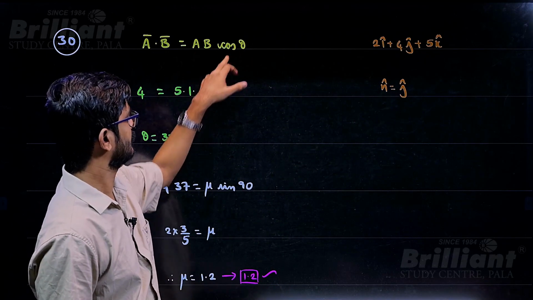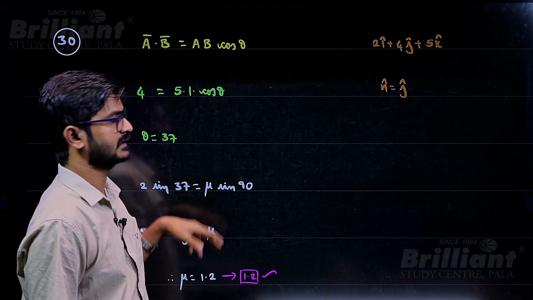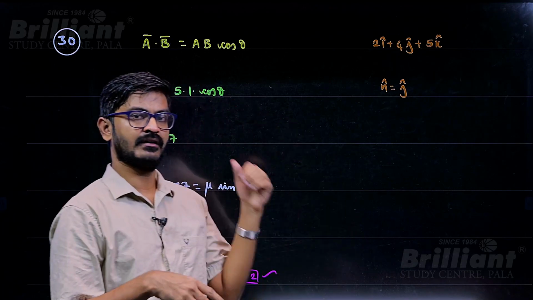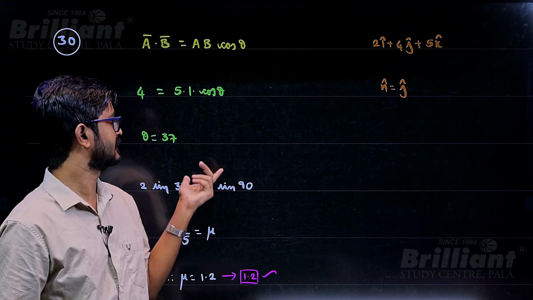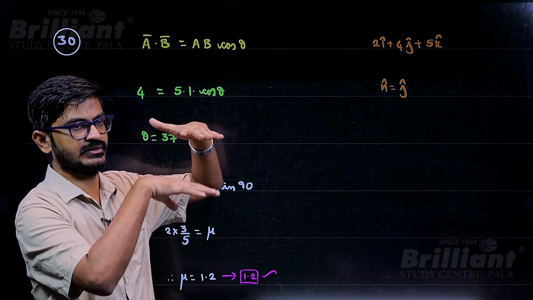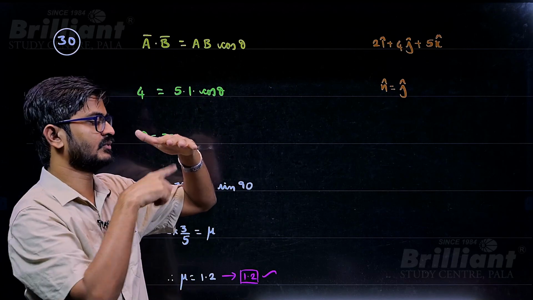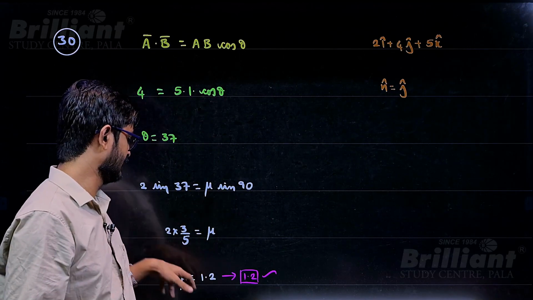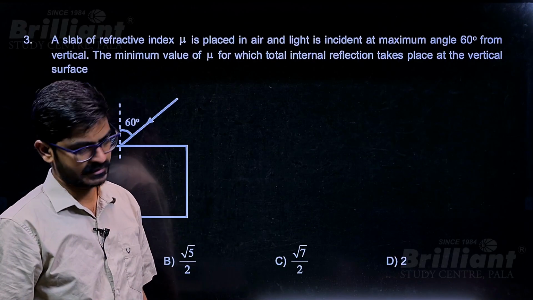And B is 1 cos theta. So from here we will be getting cos theta is 37. So basically angle of incidence is 37, and angle of refraction is 90 degrees, right? So 2 sin 37. They have given this refractive index is 2. They are asking what is the other refractive index. 2 sin 37 equals mu sin 90. So mu will be 1.2. Going to the next question.